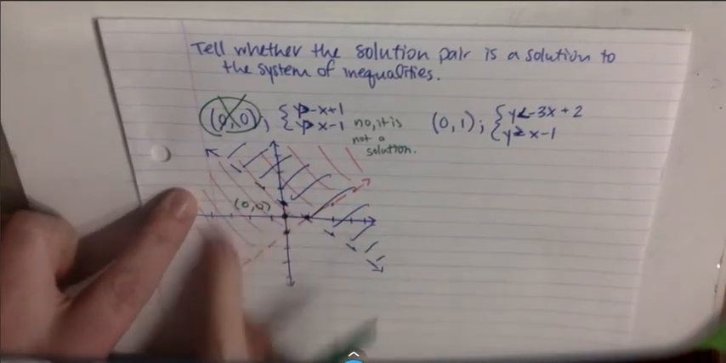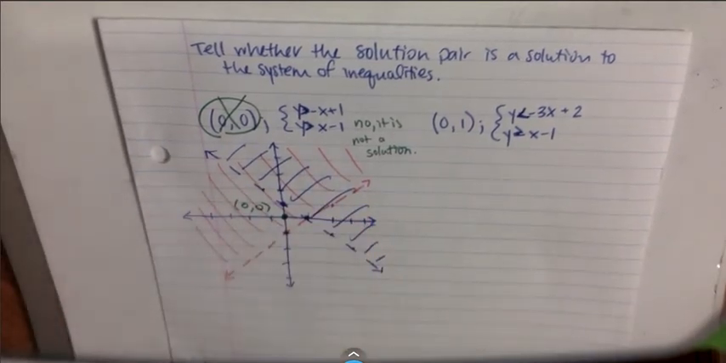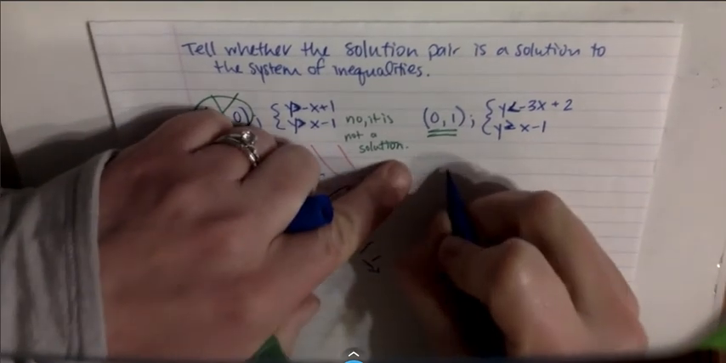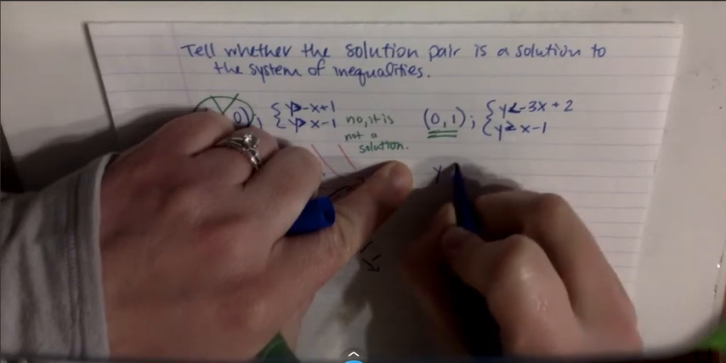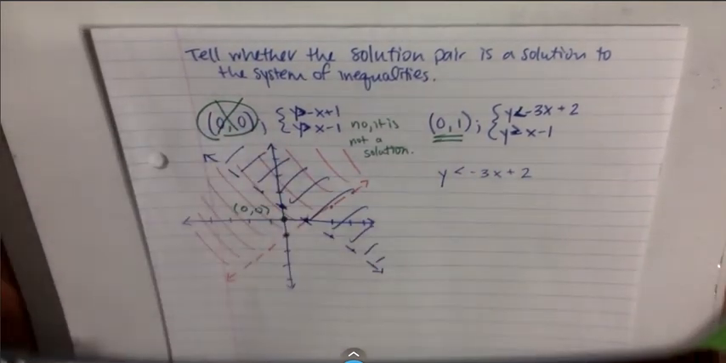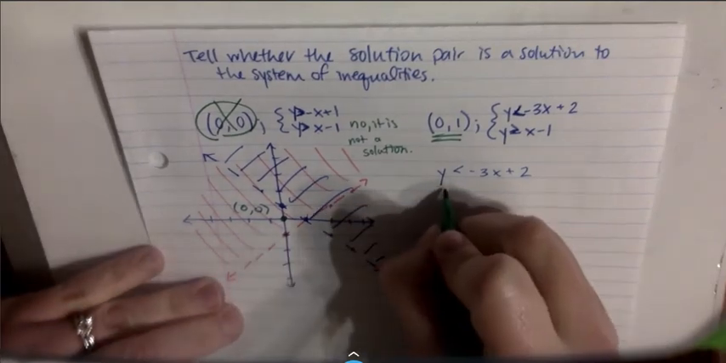Now, this was fairly time intensive. It wasn't necessarily the most effective way to do this. Instead, I am going to do this one algebraically. So, first things first, I am going to write my first inequality, y is less than negative 3x plus 2 out. And then I'm going to put some of these values in here.